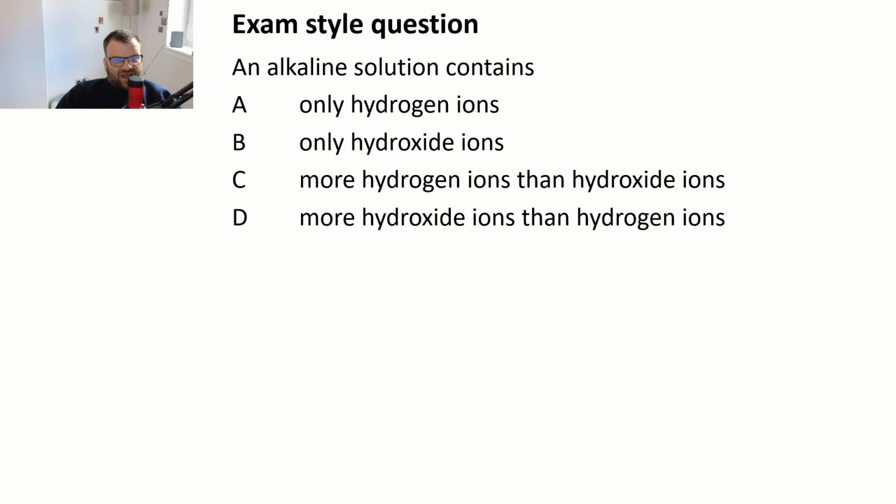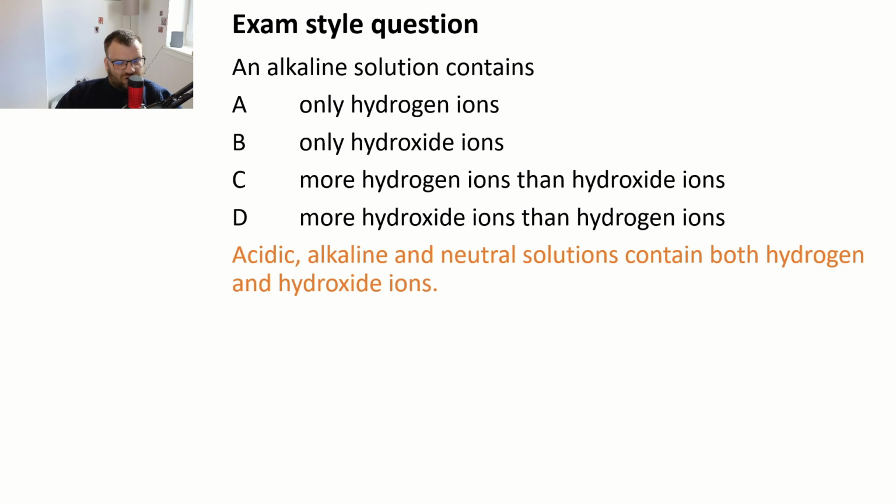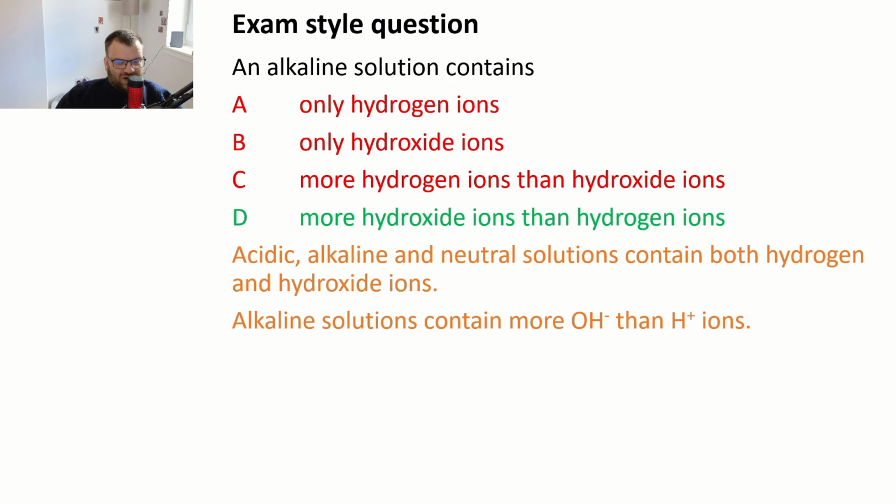Here we have to pick the correct description of an alkaline solution. Alkaline solutions have a pH greater than 7. They have more hydroxide ions than hydrogen ions. They have both hydrogen and hydroxide ions, ruling out A and B, and then more hydroxide, so D would be a correct answer.